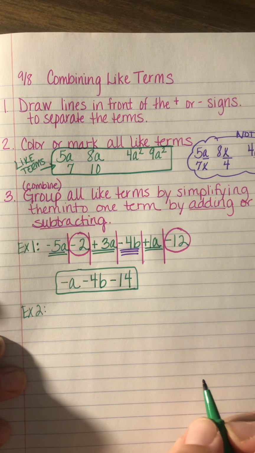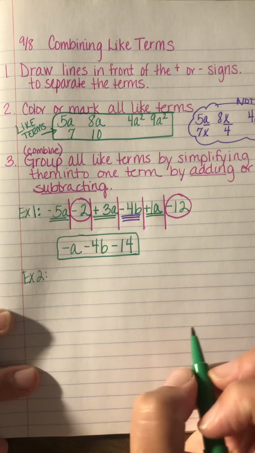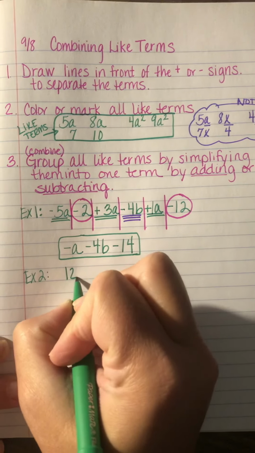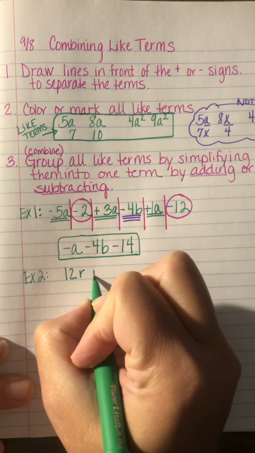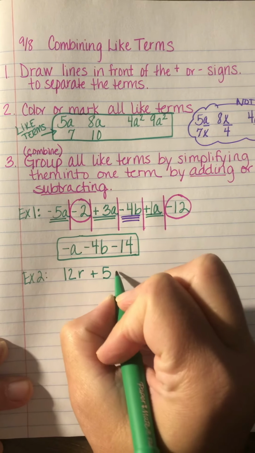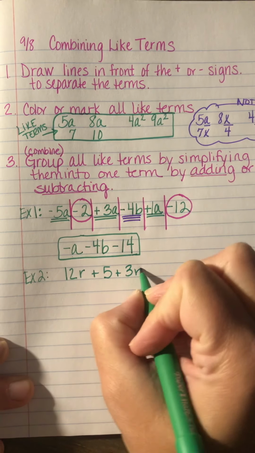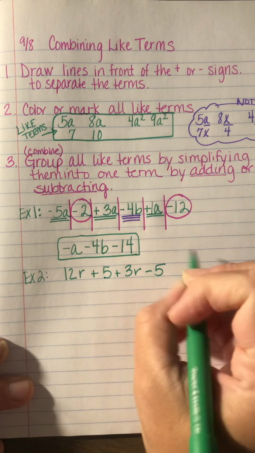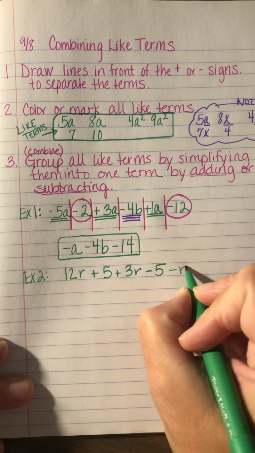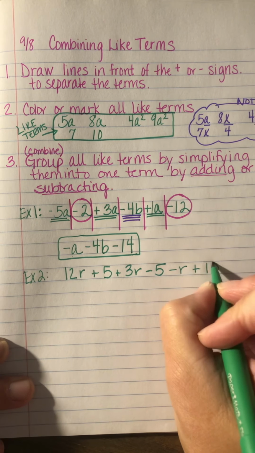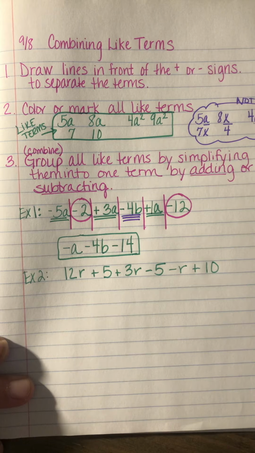Let's look at example 2 here. Slide this up. 12r plus 5 plus 3r minus 5 minus r plus 10.